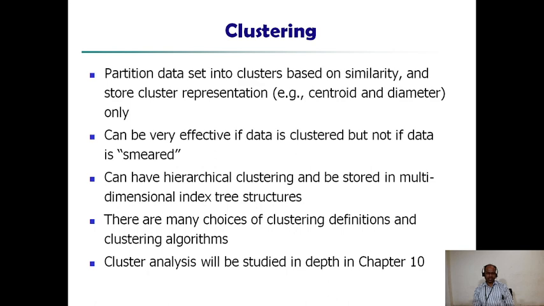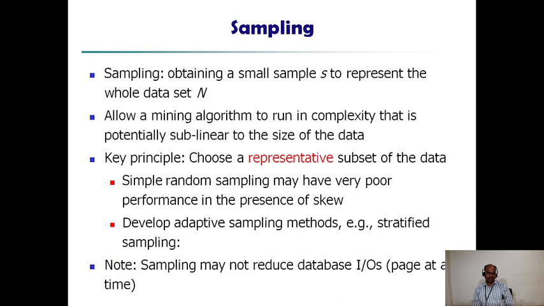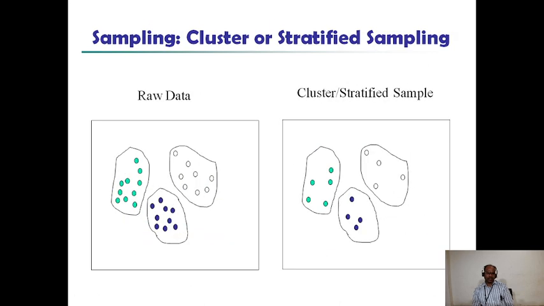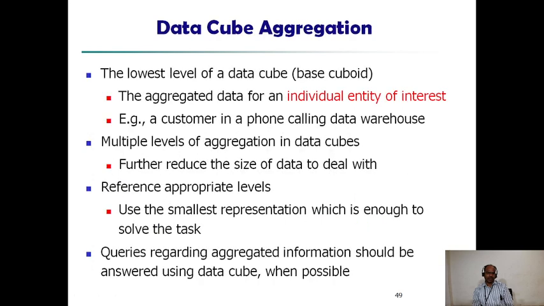Actually, I discussed clustering in the previous slide. So, sampling: different types of sampling methods. We have two types of sampling methods, sampling with replacement and sampling without replacement. The upper part of this diagram represents a simple random sample without replacement. This one is a simple random sample with replacement. These are the various techniques. So this is raw data, and this data is clustered into a sample data.